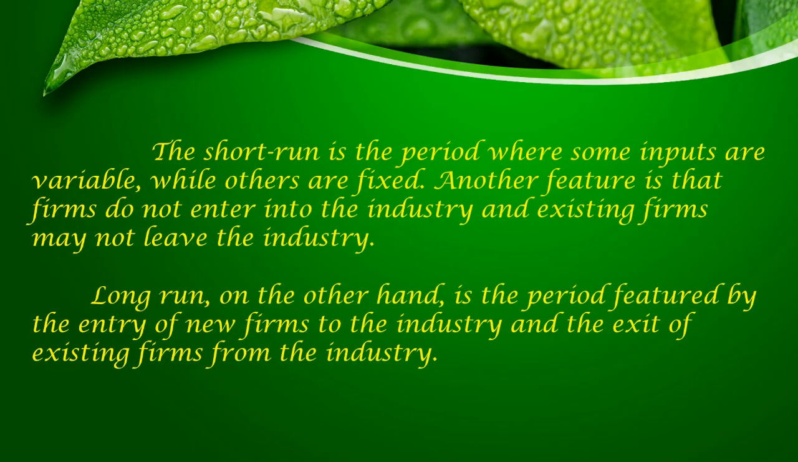There are two periods that determine the production function. One is the short run and the other one is the long run. In the short run, it is a period where some inputs are variable while others are fixed. Another feature is that new firms do not enter the industry and existing firms may not leave the industry, because it is a very short period, maybe 6 months to 1 year.